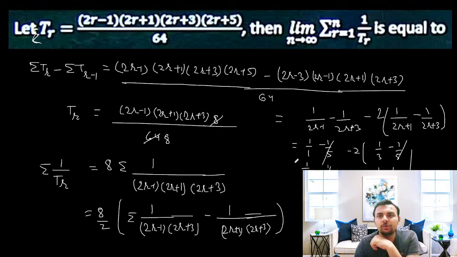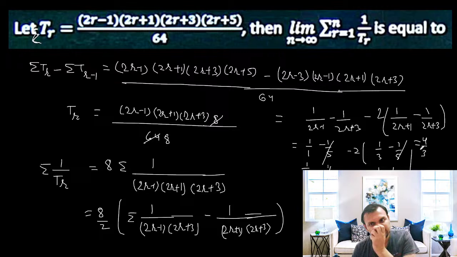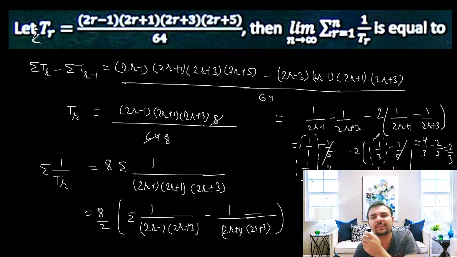So it is nothing but 1 plus 1 by 3, 4 by 3, and it is minus 2 by 3, which is nothing but 2 by 3. So only the first two parts, 1 by 1 and 2 by 3, are going to stay. All are getting cancelled. So it's 2 by 3.